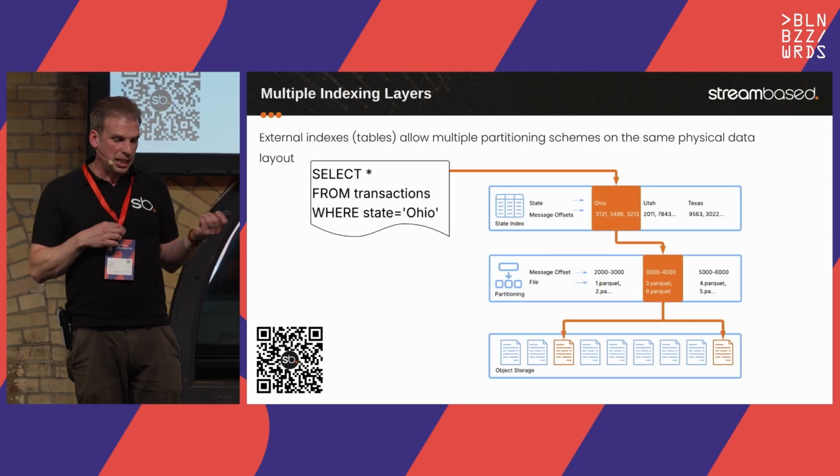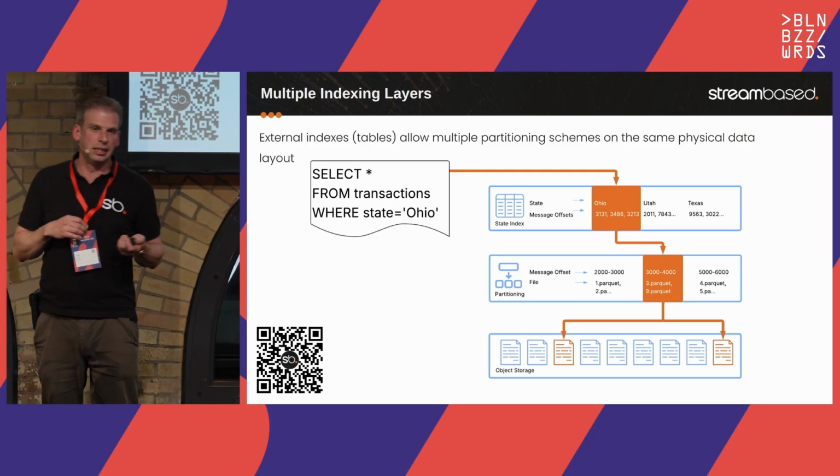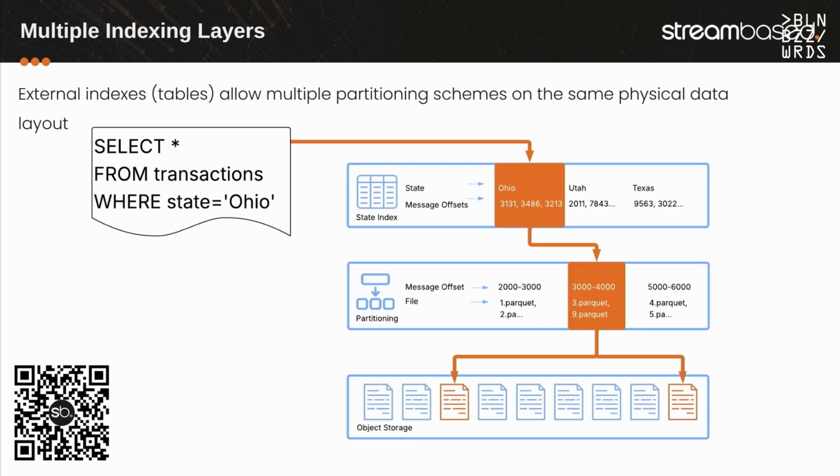So here we go back to the states. Instead of having our Iceberg data partitioned by state, it's now partitioned by Kafka offset. But we have these two index layers that sit in the middle. State maps to a bunch of offset ranges. Then offset is the partitioning field in Iceberg. And again, we can prune away all of the data that we don't need.